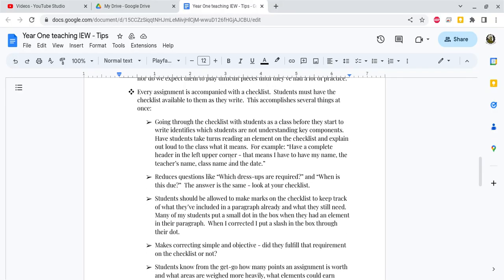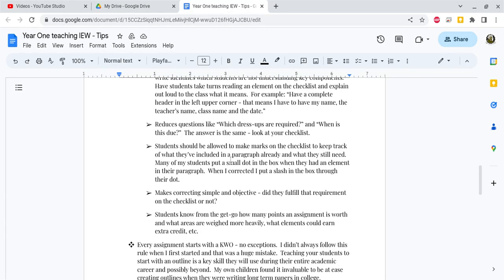Make sure that every assignment you give your students is accompanied with a checklist. It's really important. Going through that checklist before they begin writing can help you really identify students who might not understand everything you're asking of them in the assignment. So I would always read through the checklist. I would call on a student, hey, John, what is the first requirement under structure? Have him read it. Okay, John, what does that mean to you? Okay, so make sure that the students understand what's expected of them.